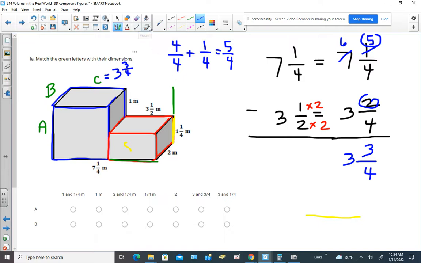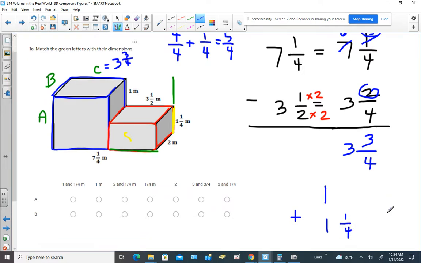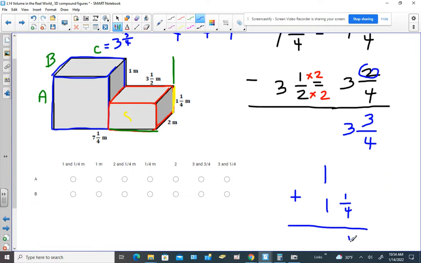Let's write the numbers down. Make sure you're putting all this on your piece of paper. So the length of that green line is 1. We're adding 1 plus this yellow line would be 1 1/4. And when we add that together, we get 1/4 plus nothing is 1/4. 1 plus 1 would be 2. So that line would be equal to 2 1/4.